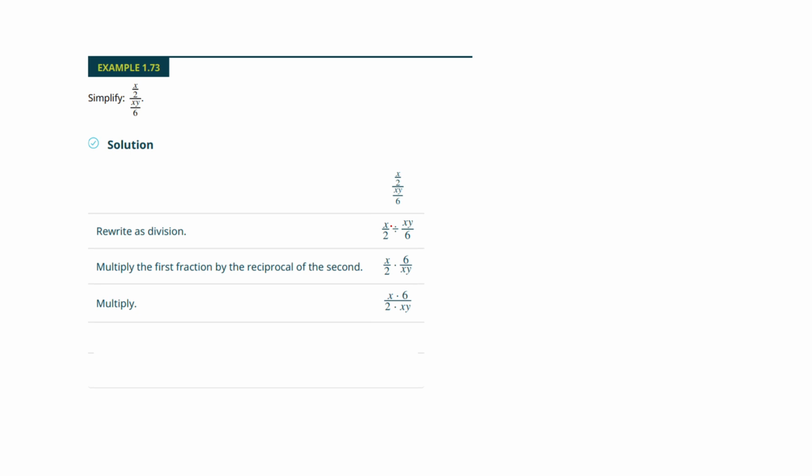Now it doesn't change anything when we start introducing variables into the problem. It's still keep, change, flip. Now we can cancel common factors. I like this, they factored everything down. The x's are common, the 2's are common, and we're left with 3 over y.